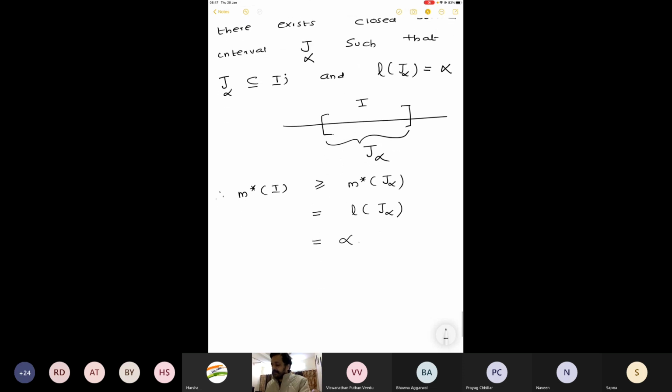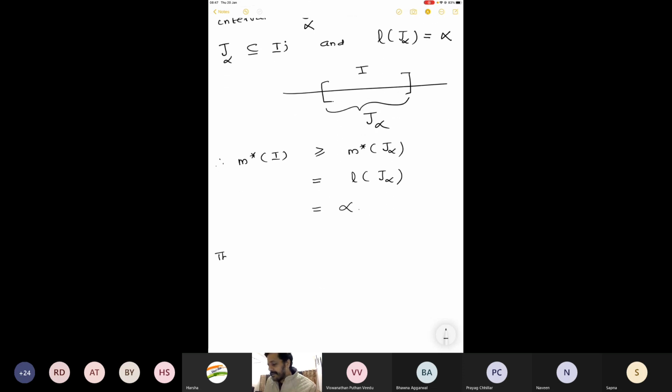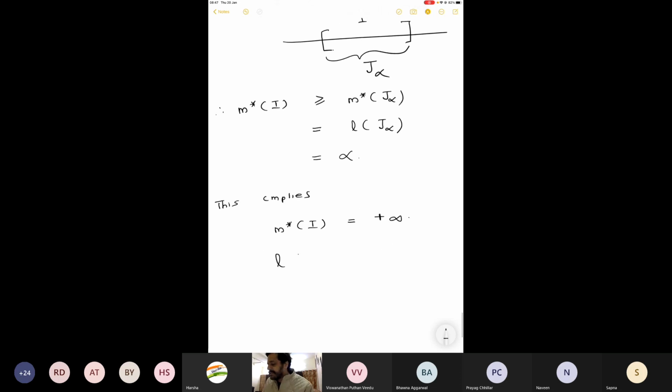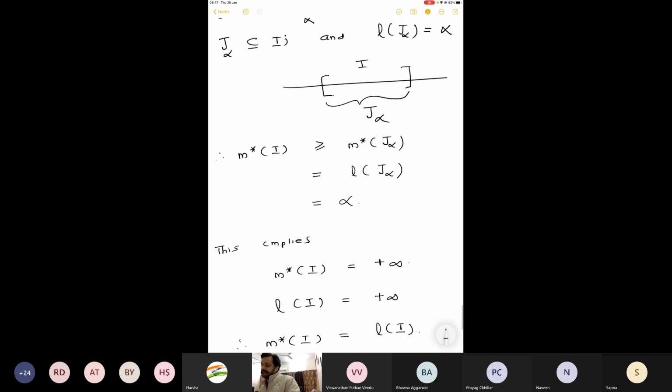That is possible only when M star of I is greater than any real number, equal to plus infinity. But also you know that the length of I is plus infinity, since I is an infinite interval. Therefore, M star of I is equal to L of I. Thus, in all cases, you have outer measure equal to length. Okay.